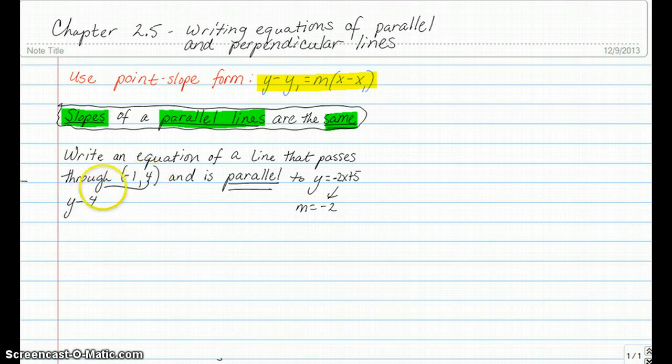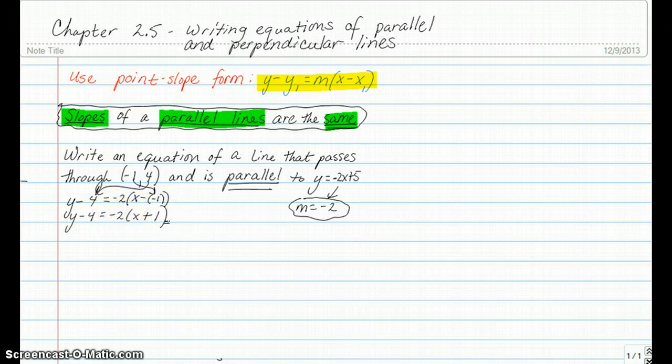It's going to come down, equals, there's our formula, y minus y sub 1 equals m, which we know is negative 2 from the other equation, times x minus x sub 1, which is going to be the negative 1. So we're going to put in the negative 1. Now you have to be a bit careful. You can't leave it as minus and negative, so we're going to use the additive inverse. Y minus 4 equals negative 2 times x plus 1.